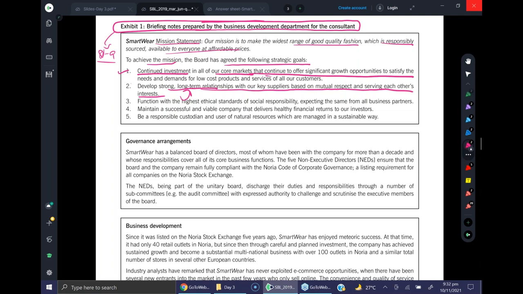Okay, functions with the highest ethical standards of social responsibility, expecting the same from all business partners. So there is going to be social impact, isn't it? Some of the ethical standards might be.